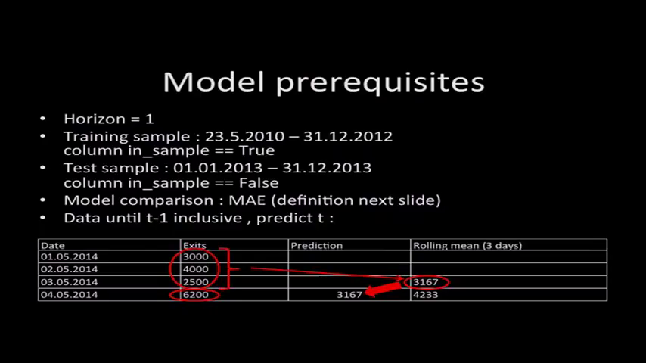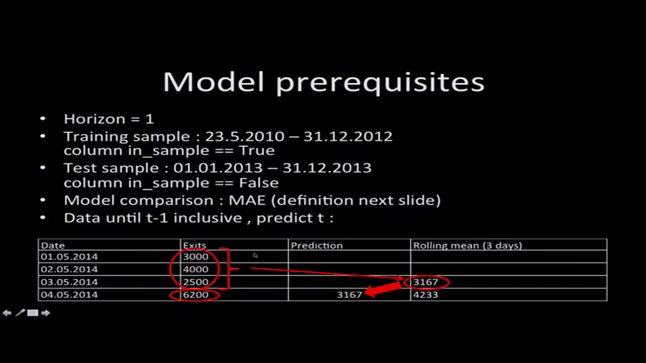We want to use that in all our model comparisons later on. We are talking about horizon one. So in the example, we've got some data, and we've got here the truth, and we want to predict in the morning of the 4th May, the number of exits this day.